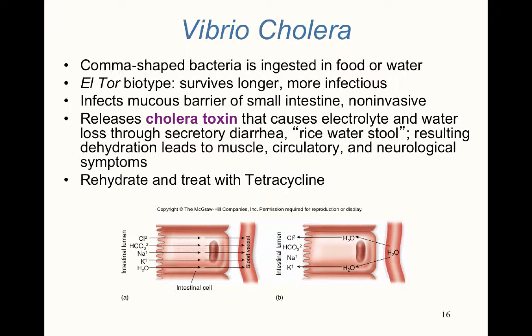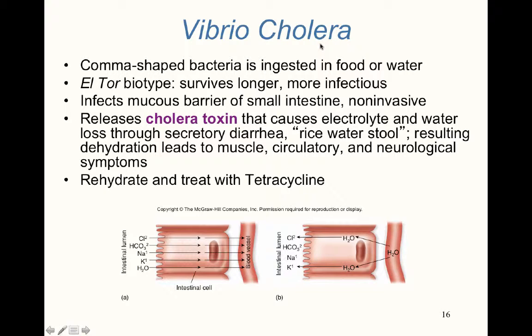So Vibrio cholerae is the causative agent of cholera, and this particular pathogen is contracted from ingesting contaminated food or water. So mostly in underdeveloped countries where there's not great access to healthy, clean water. This biotype El Tor seems to be the most highly virulent or highly pathogenic. It survives longer and is more infectious.